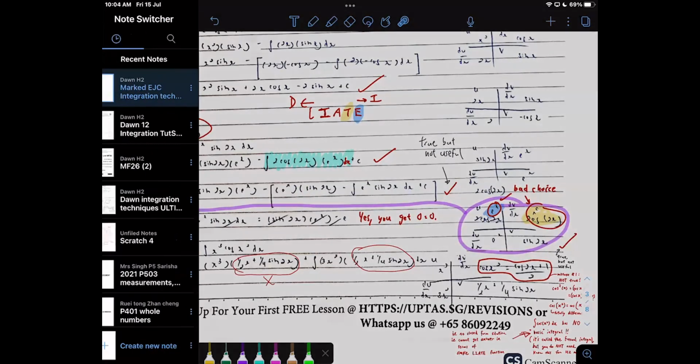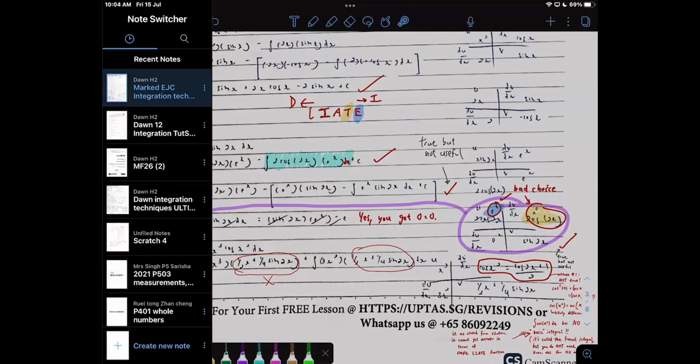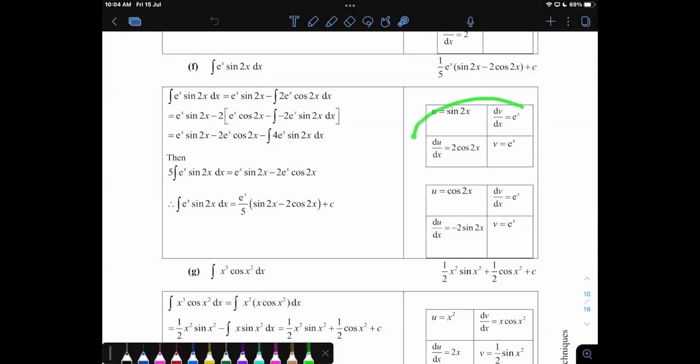So you did the same first step. It's perfect. You eventually get e power x times sine 2x minus integral 2e power x times cosine 2x. This part okay? Yes. Then now we want to leave this alone, so you copy and paste it. Maybe I highlight it.